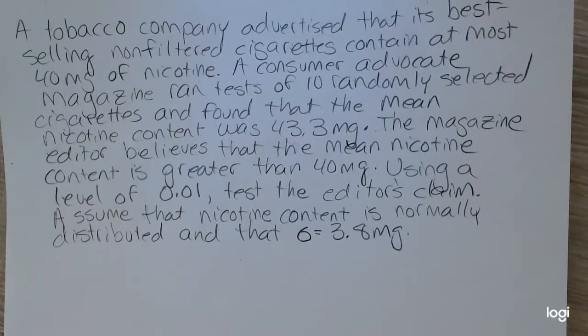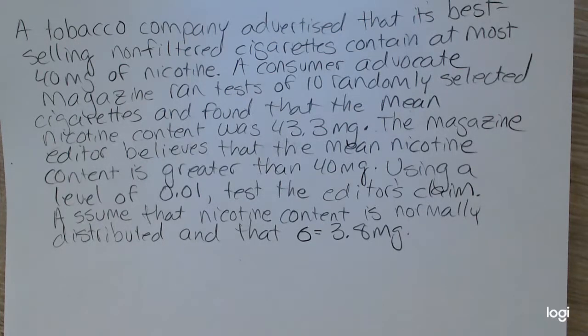In this video, I'm going to use the p-value method for a hypothesis test for a population mean when sigma is known. A tobacco company advertised that its best-selling non-filtered cigarettes contain at most 40 milligrams of nicotine. A consumer advocate magazine ran tests of 10 randomly selected cigarettes and found that the mean nicotine content was 43.3 milligrams. The magazine editor believes that the mean nicotine content is greater than 40 milligrams. Using a level of 0.01, test the editor's claim.